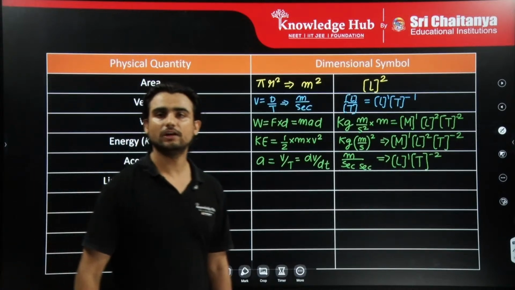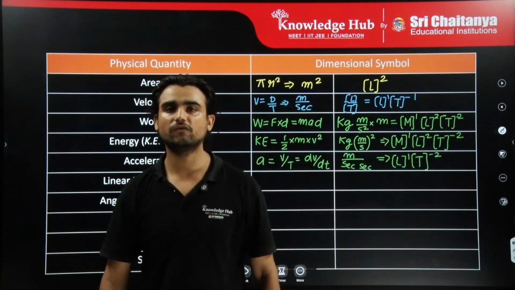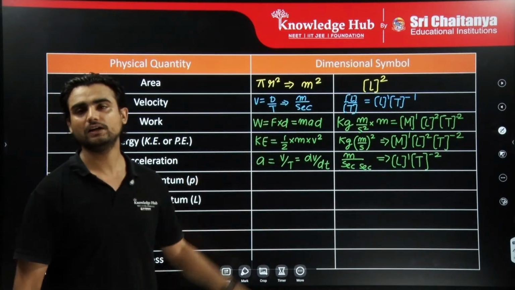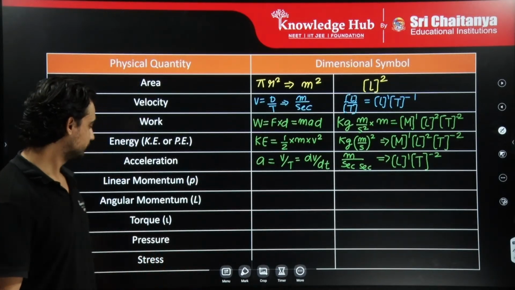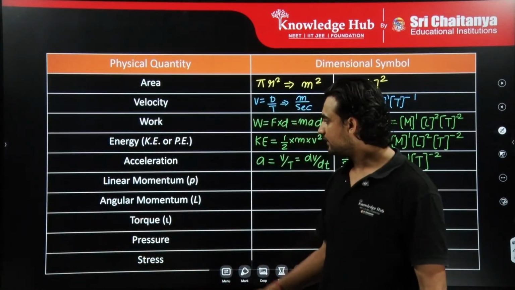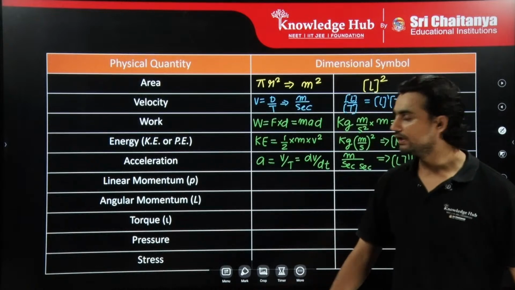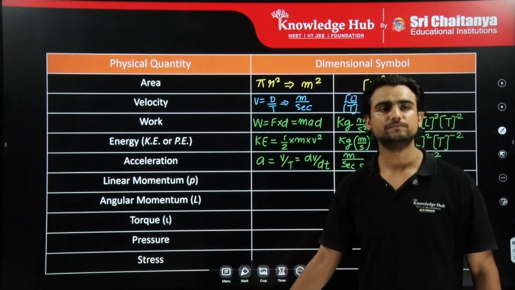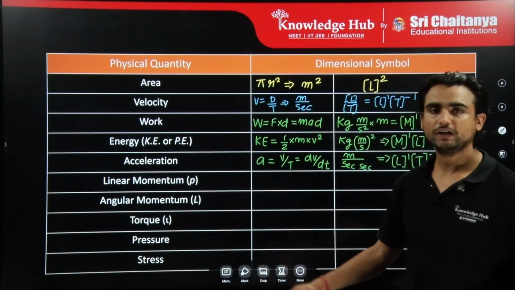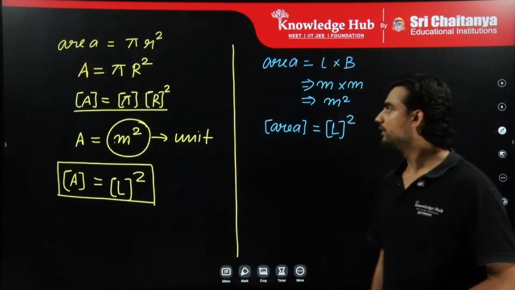So I hope it is clear how you can find dimensions for different quantities using the 7 fundamental quantities. So I will request you now to please write the dimension for each and every quantity here. Okay, try it by yourself. So please stop the video and please solve them.